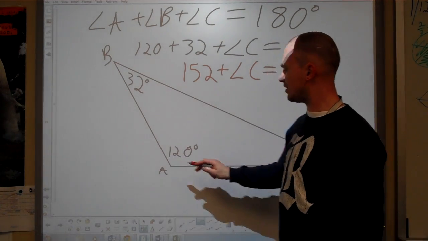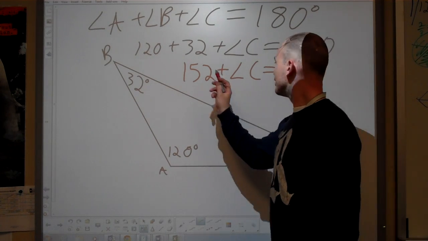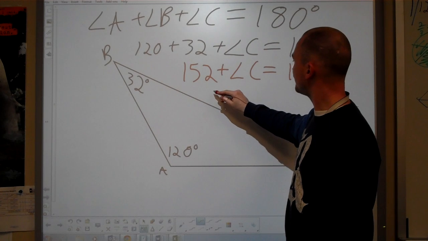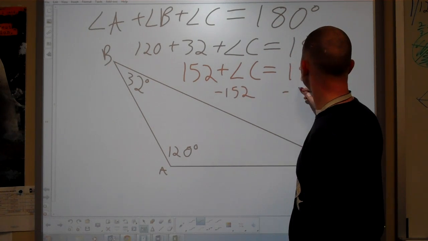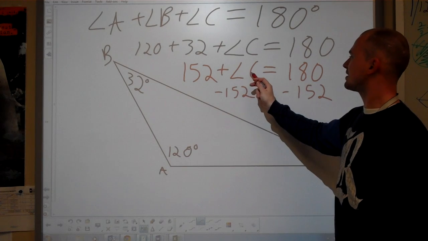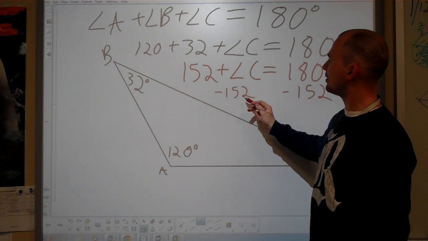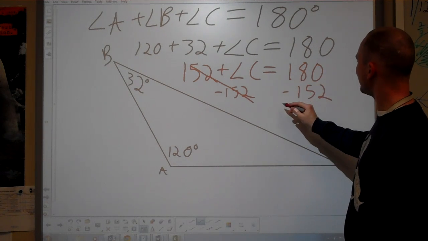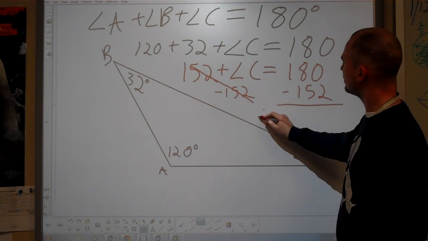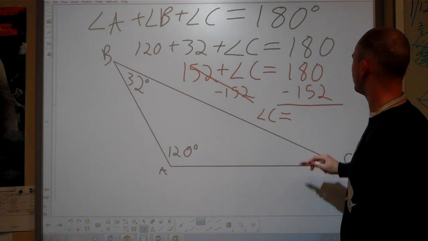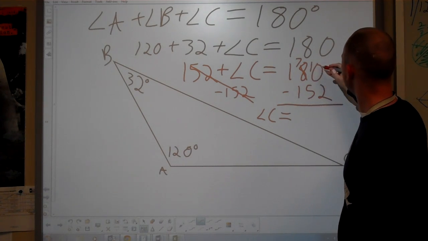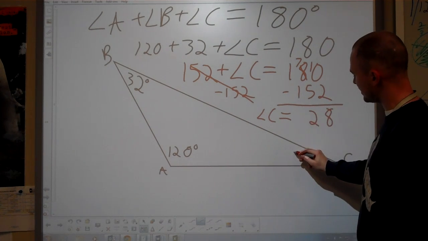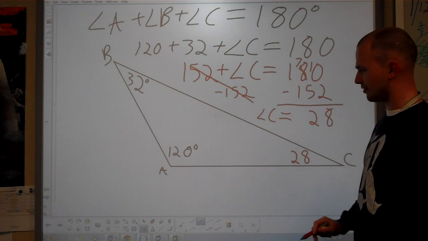So plus angle C is going to give us 180. Remember, all three angles of any triangle add up to 180. So I want to get angle C by itself. I'm going to subtract 152 from both sides. So angle C plus 152 minus 152, they cancel out. So I've got angle C equals 180 minus 152. So angle C equals, let's see, 10 minus 2 is 8, 7 minus 5 is 2. So angle C right here would have to equal 28 degrees.